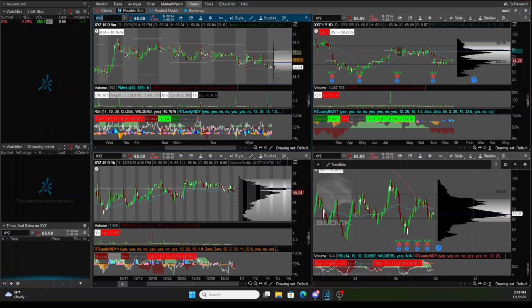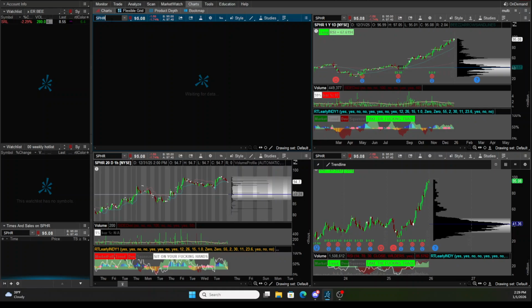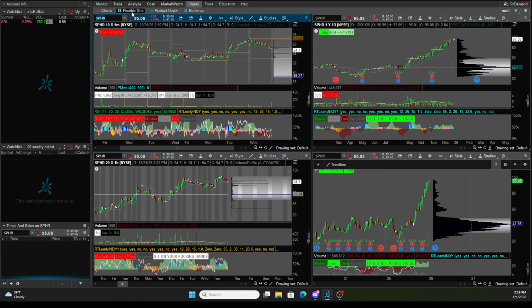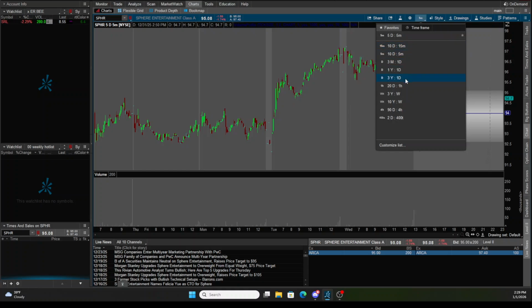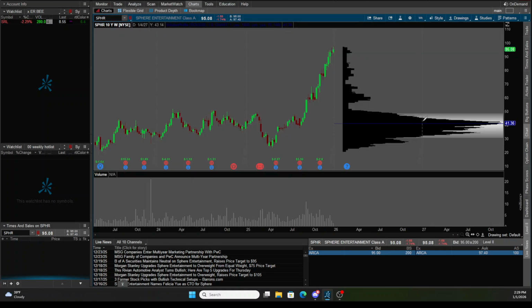A recent example is Sphere for me. Sphere kind of camped out. Hold on, 10-year weekly. Sphere kind of camped out down here at this 40 level for quite some time, and then again we have the price discovery.